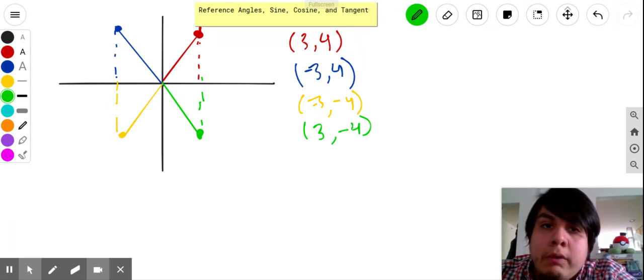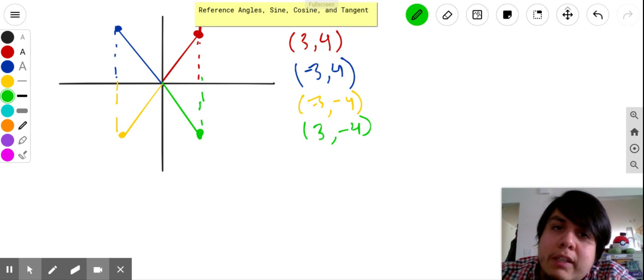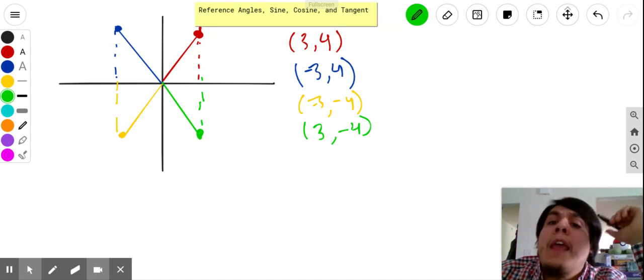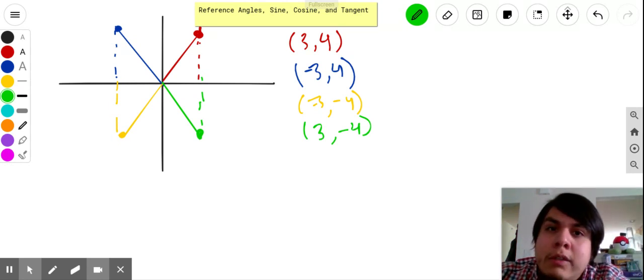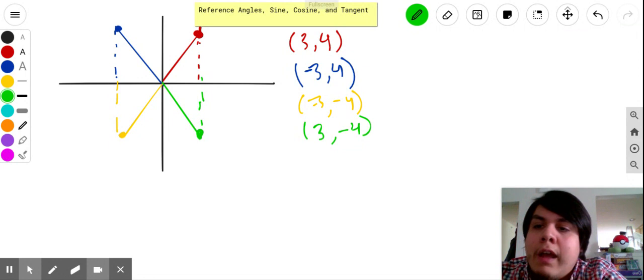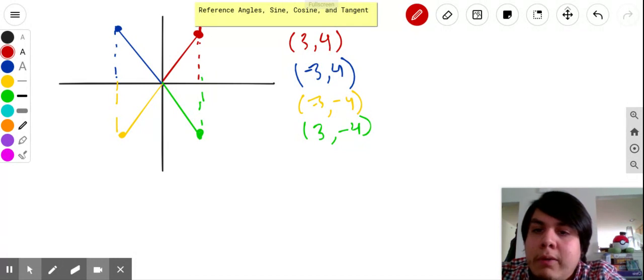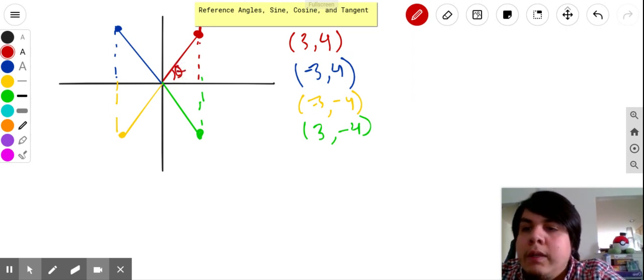I always draw the line straight to the x-axis because that's the standard convention. Now, when I talk about the angles, I'm going to start with just the first quadrant angle because I'm always going to assume that I am rotating from the positive x-axis. So I'm talking about this angle right here. That's theta.